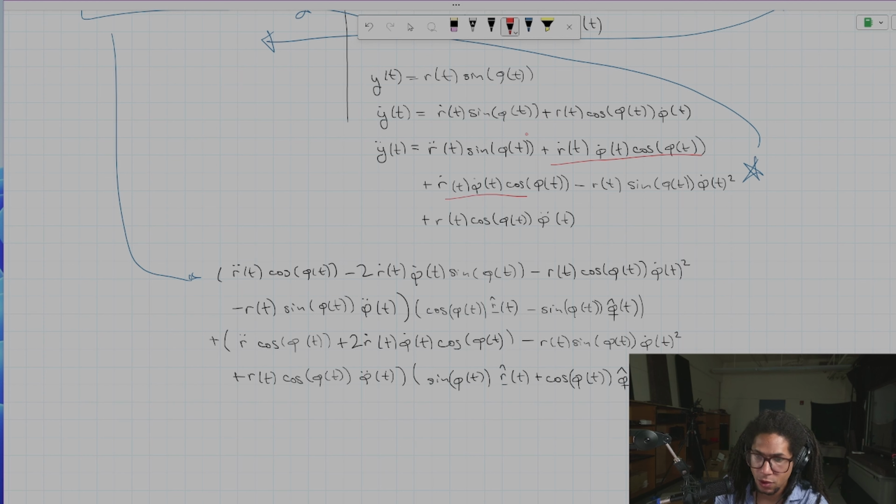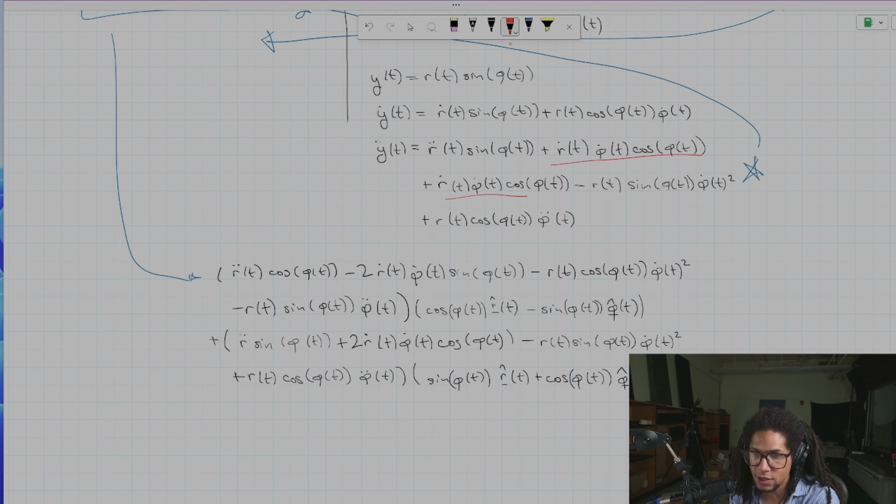Okay, so let's go term by term. First, we have a term that depends on r double dot up here. We have a similar term that depends on r double dot down here. And once again, I screwed up. This should have been a sign. Need to avoid that kind of error if I want everything to cancel as it should.